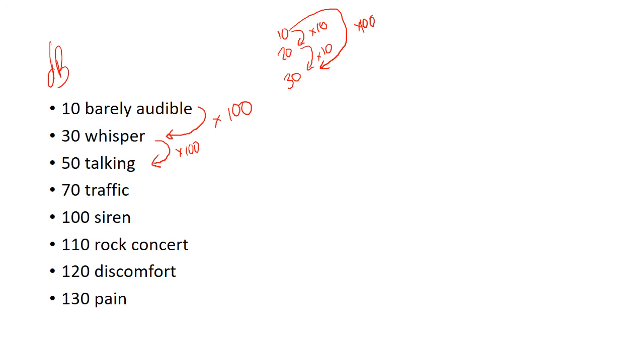Now, talking goes to traffic noise. This one is going to be times 1,000 because you're going up by 30 this time. So 3 times 10. And so on and so forth. So here you have rock concert going to discomfort, discomfort changing to pain, and then at the very end, what you have are the school assemblies at 9,000.